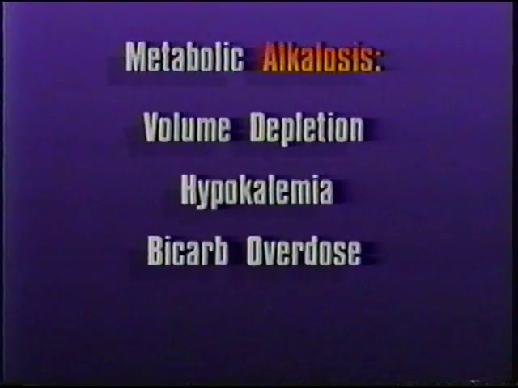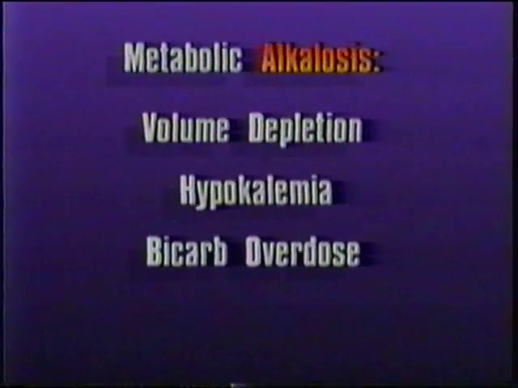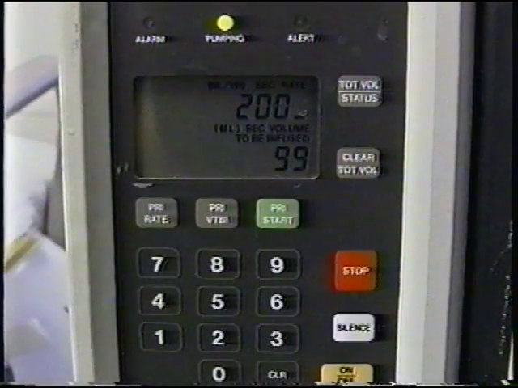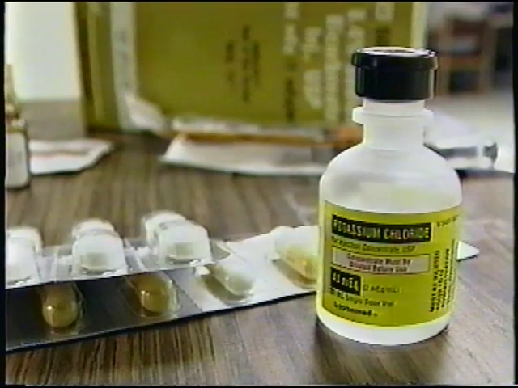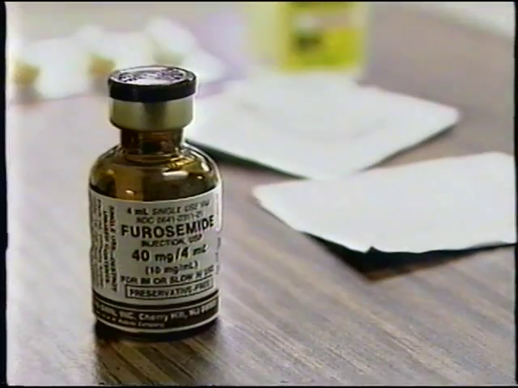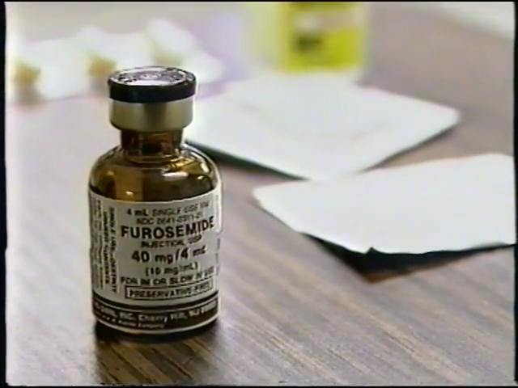Finally, metabolic alkalosis, which is associated with a high HCO3. This condition is caused primarily by volume depletion, hypokalemia, sodium bicarb overdose, corticosteroid therapy, prolonged vomiting, excessive nasogastric tube output, and diuretic therapy. Again, the main treatment would be to correct the underlying cause. Treatment modalities include monitoring fluid and electrolytes, administering IV fluids to correct volume depletion, potassium to correct the hypokalemia, and antiemetics to stop the vomiting as ordered. Be aware that it may also be necessary to alter or discontinue diuretic therapy.